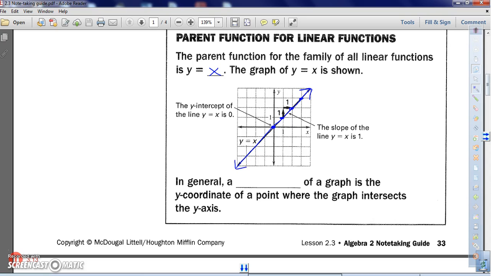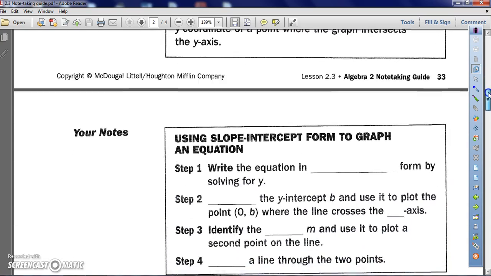So in general, a y-intercept of a graph is the y-coordinate of a point where the graph crosses the y-axis. So the way we find the y-intercept, we identify the point where it crosses. In this case, that's the point 0, 0, and you look at the y-coordinate, and that'll tell you the y-intercept. Okay, so let's take a look here then.